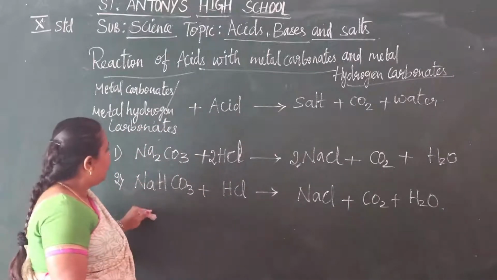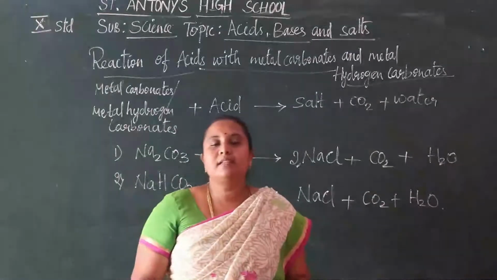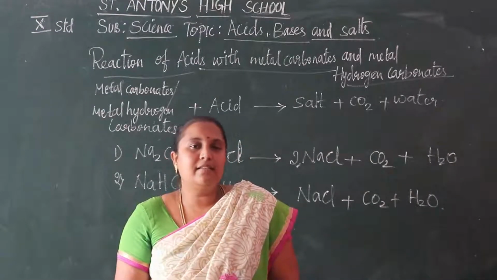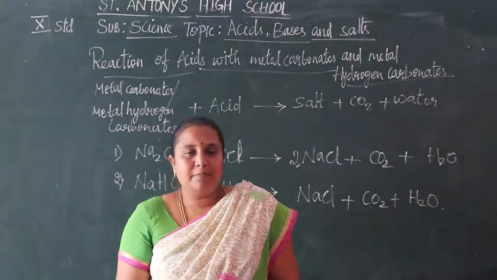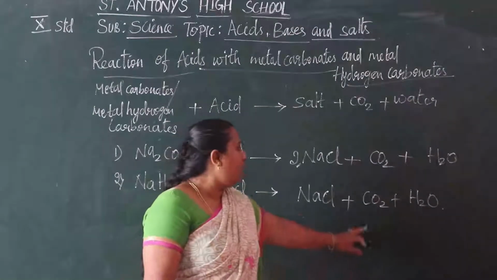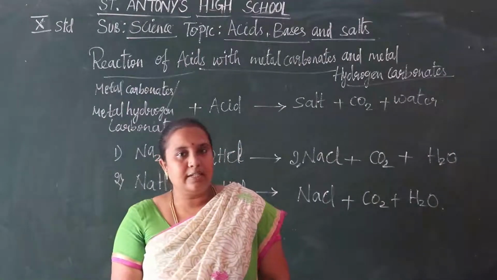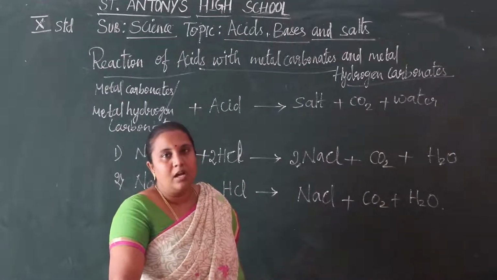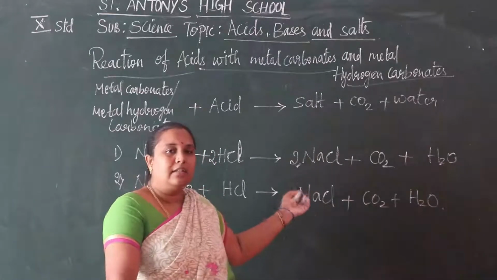Then you move on to another set of equations: metal carbonates and metal hydrogen carbonates react with acid to give salt plus carbon dioxide plus water. Here the carbon dioxide can be tested. How to test? Carbon dioxide is tested by using a test tube and passing the evolved gas through lime water.